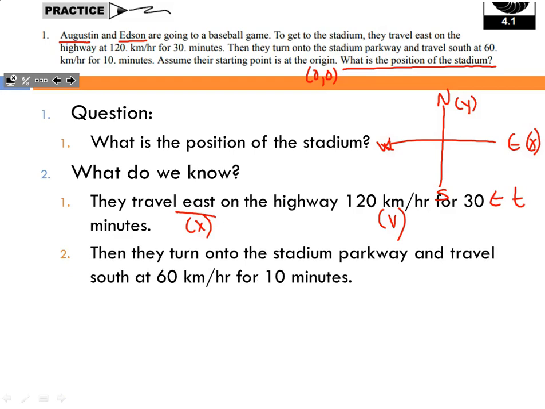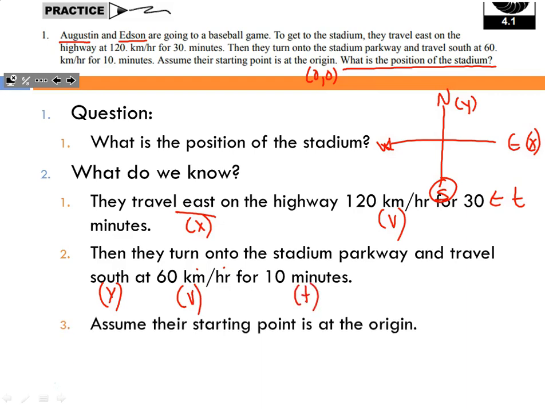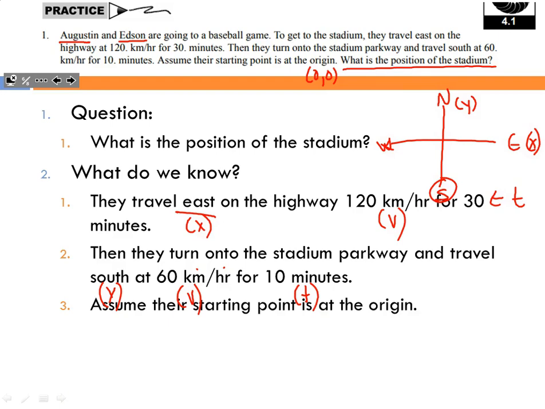And then they turned into the stadium parkway and traveled south at 60 kilometers per hour for 60 minutes. So south, we know, is on our y-axis. So this is our y. At 60 kilometers per hour, this is our distance over our time, so that's our velocity, for 10 minutes. So this is our time. And we're going to assume their starting point, of course, and it even says to assume their starting point is at 0, 0.